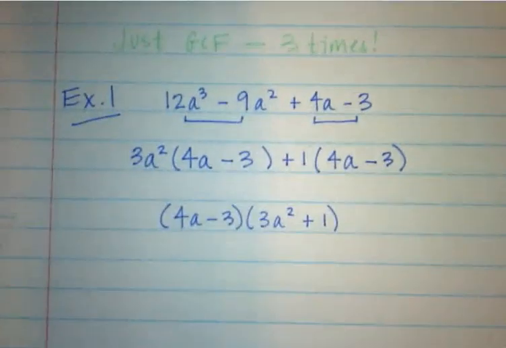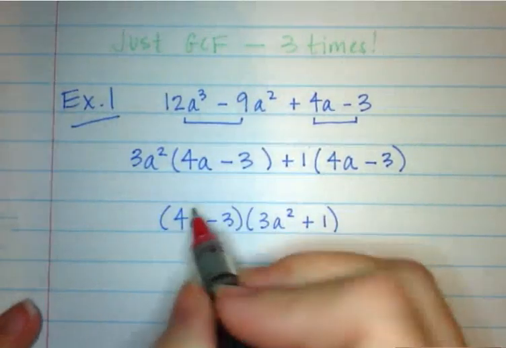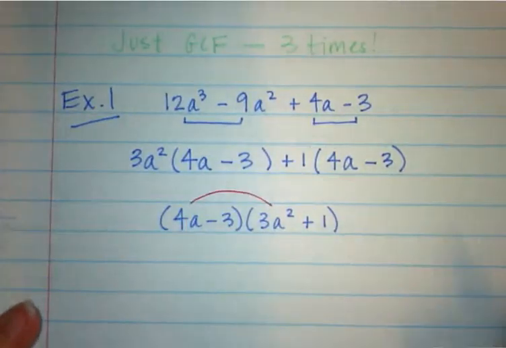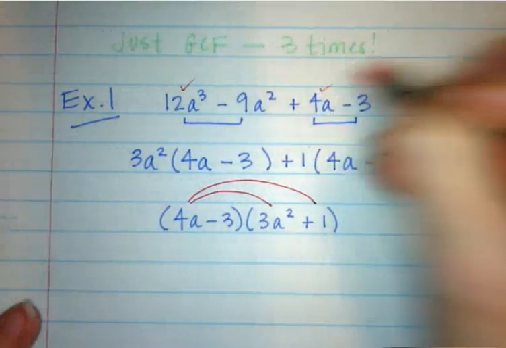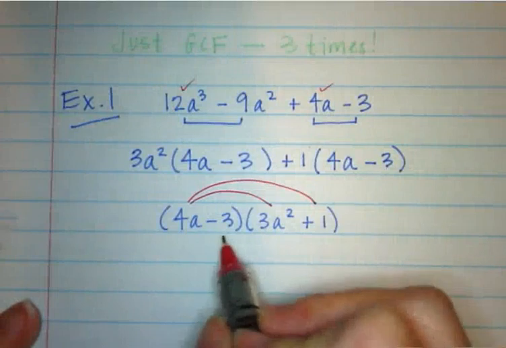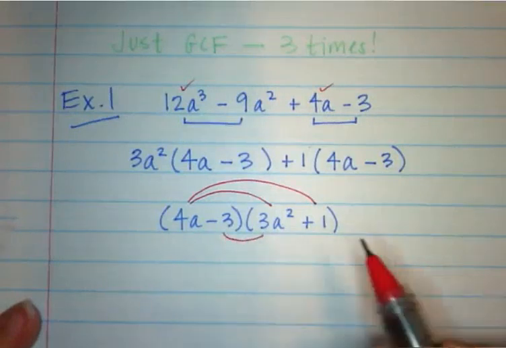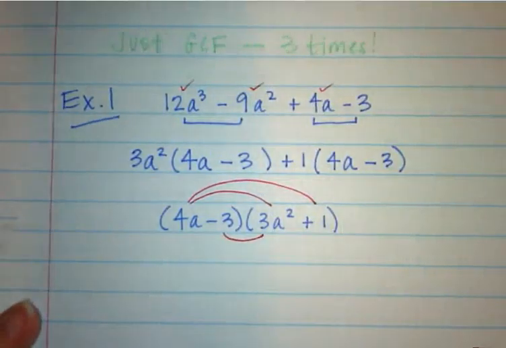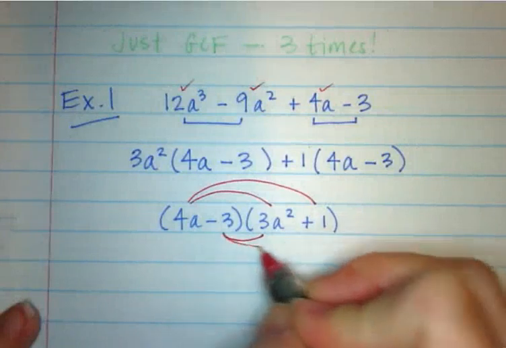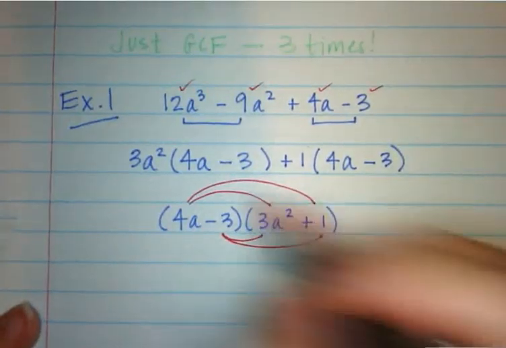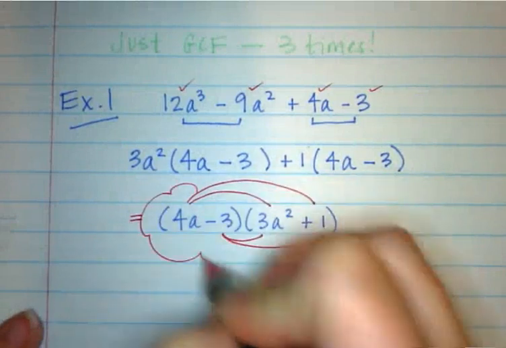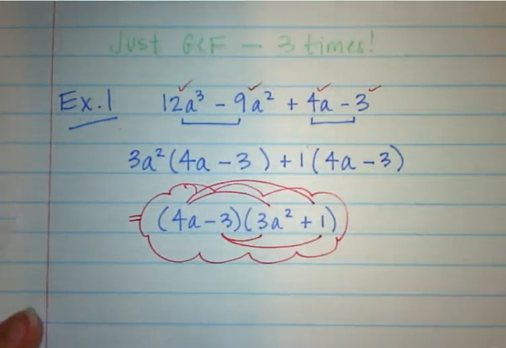Now remember, the way to check is to FOIL. If I multiply the firsts together, I get 12a cubed. If I multiply the outsides together, I get 4a. If we multiply the insides together, that would be 9a squared. And if we multiply the last ones together, we would get negative 3. So this is, in the end, your answer.